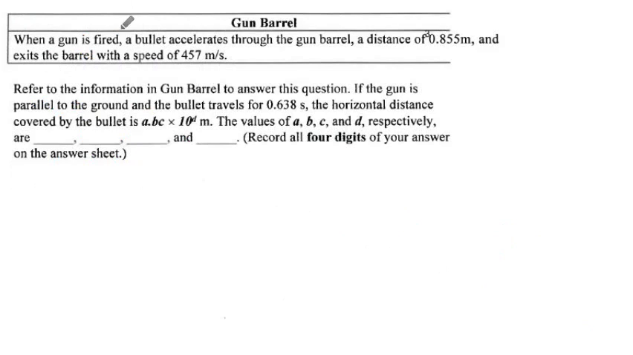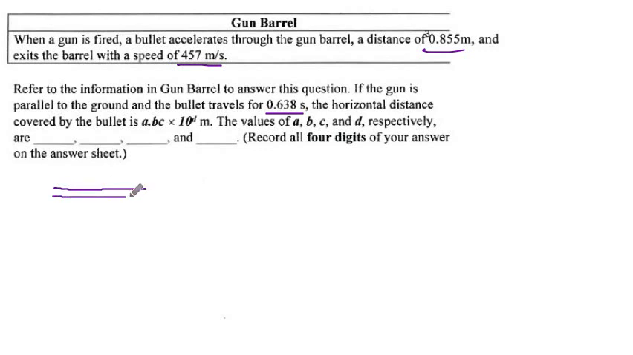Okay, new thing. We haven't talked about acceleration yet, but it's happening now. When a gun is fired, a bullet accelerates through a barrel a distance of some amount and exits with a speed of some amount. If the gun is parallel to the ground and the bullet travels for this many seconds, the distance covered by the bullet is... oh, okay. Maybe we don't need the acceleration for this. Again, there are 2 sections of this, but they only seem interested in one of them.